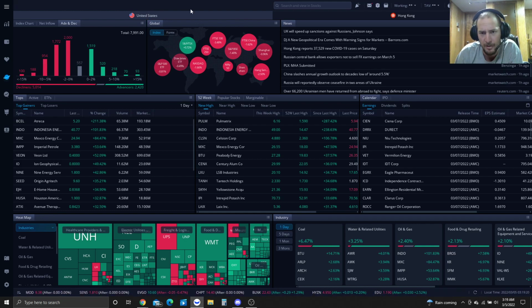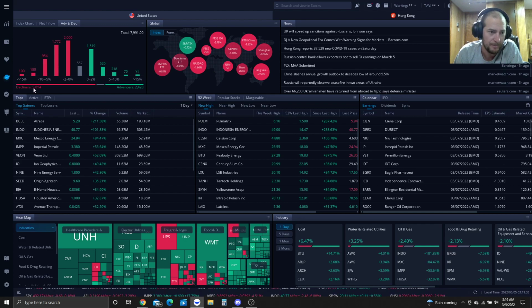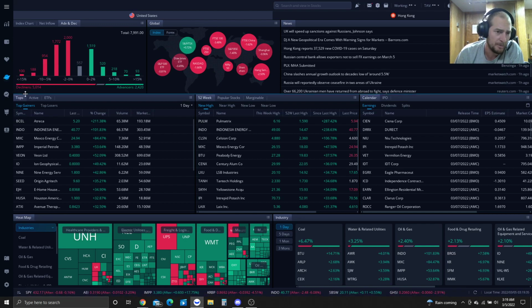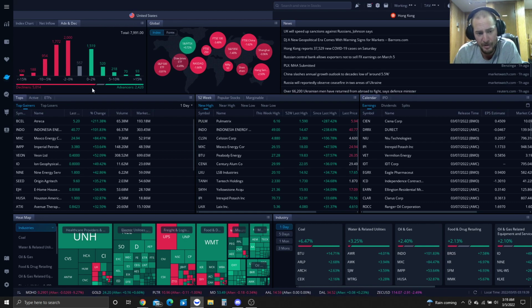So the first thing we want to look at right out of the gates is the number of decliners versus the number of advancers. What is the overall market doing, right? So today, or yesterday, Saturday the market's closed, but this is going to be the same. Number of decliners, we have 5,000. Number of advancers, we have 2,420. So the market was bearish.